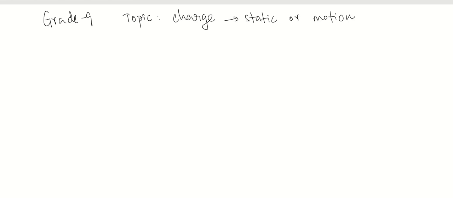Okay, so grade 9, the third topic of unit 2 was to understand what exactly is a charge and how a charge can be static or in motion. If it is static, which means not moving, that is your electrostatics. And if it is moving, then it becomes your current. So let us understand now what is charge.